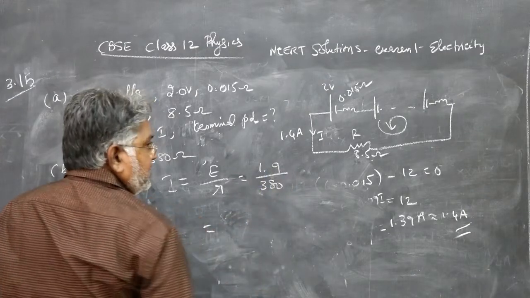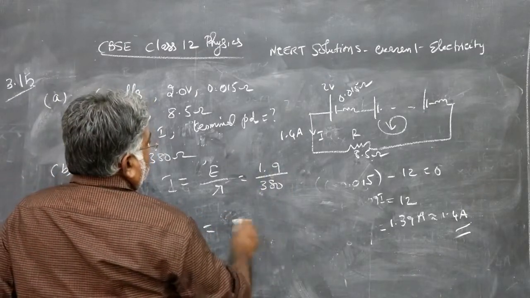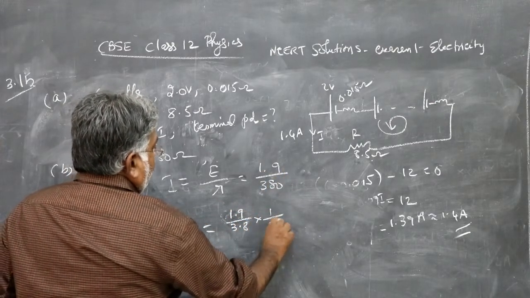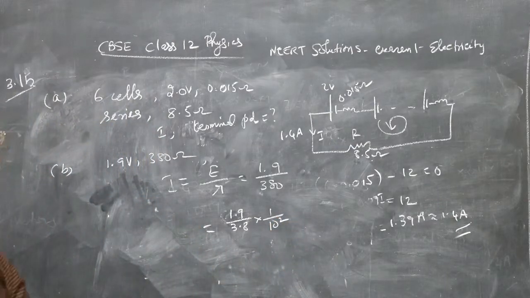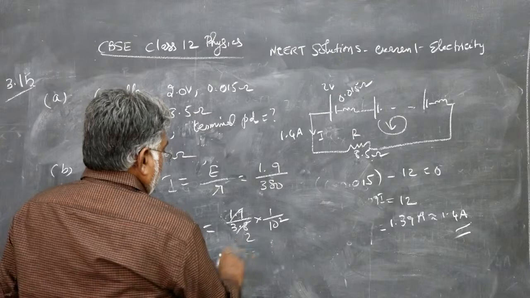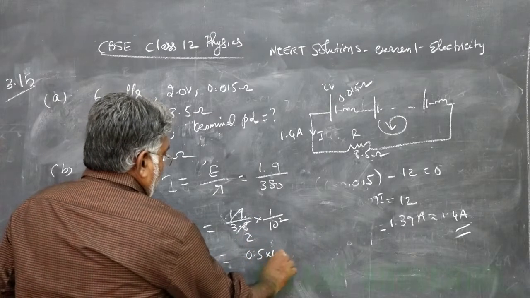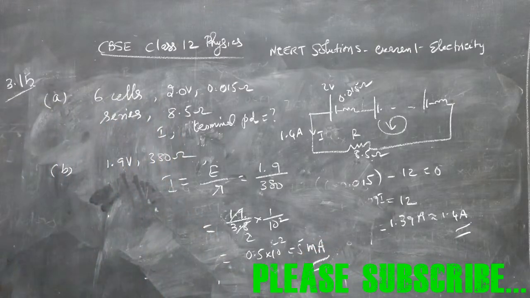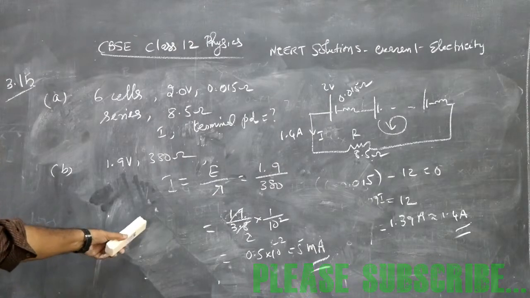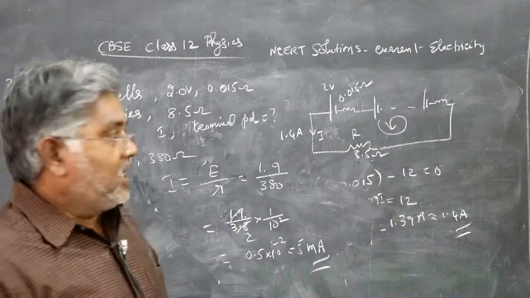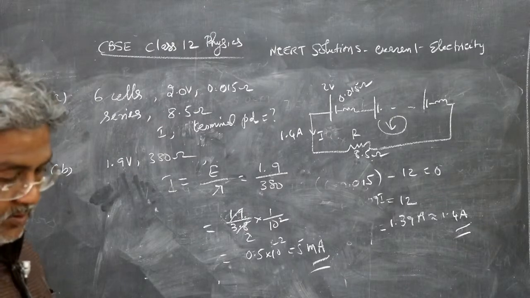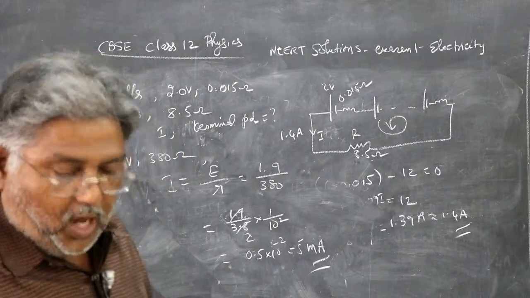Because 1.9 and 380 are there, you can write this as 1.9 by 3.8 into 1 by 10 power 2. This will be 0.5 into 10 power minus 2, which is 5 milliampere. So the current is very small. It cannot start a motor, because for that you need a very large current, as large as 100 ampere, but you are getting only 5 milliampere here. So we can't use it to start a car.